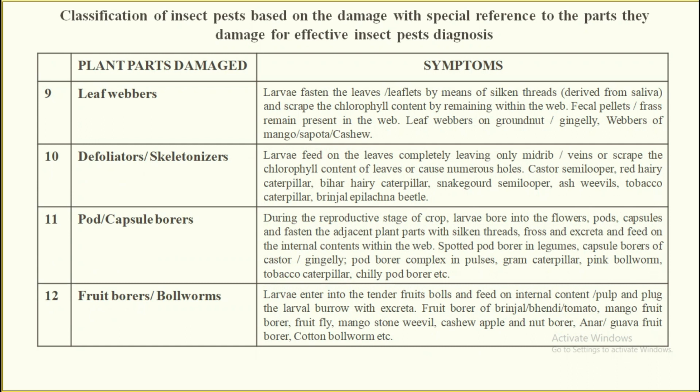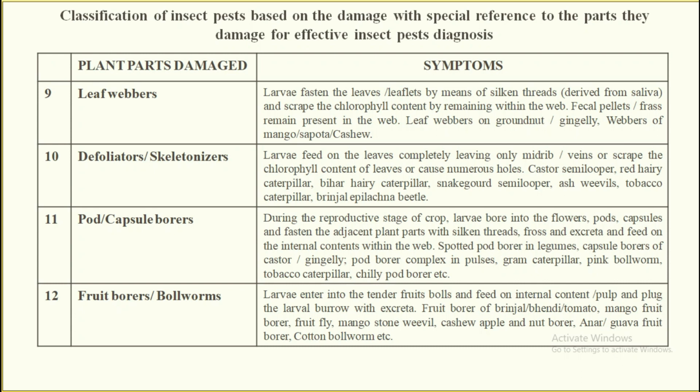Okay. What is defoliator or skeletonizers? Completely feed the leaf. Like what is the symptom? Skeletonization. Completely only, it leaves the midribs and veins. Grazing symptom will come. Yes or no? Completely they will go on feeding. Grasshopper, hairy caterpillar, this Spodoptera, not Helicoverpa but Spodoptera. These are showing defoliator or skeletonizer symptoms. Yes or no? Yes, sir. In Helicoverpa what happens? Sir, only first instars are defoliators. Okay, then what happens? They will come under the next category. Yes or no? Pod or capsule borer or fruit borer, bollworms.